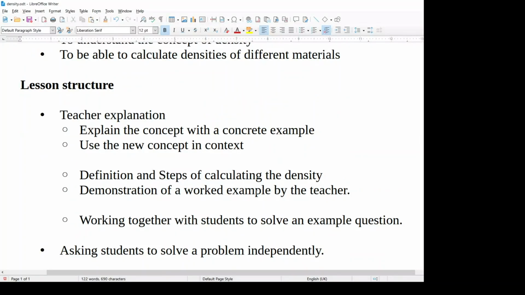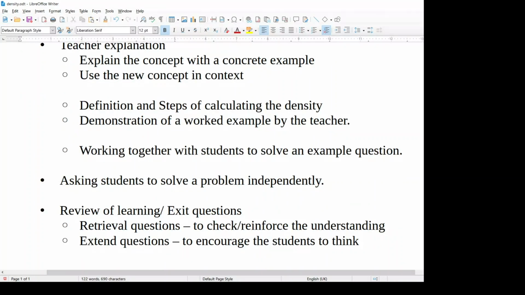We demonstrate a worked example by the teacher. Then we work together with the students to solve an example question. And then we ask the students to solve a problem independently. Now, hopefully, the students have understood the concept of density and they know how to calculate the density.